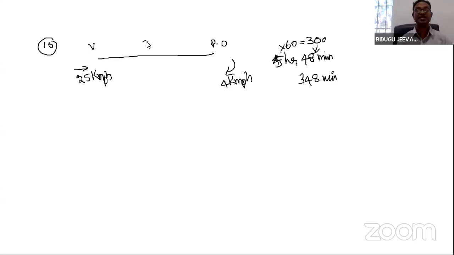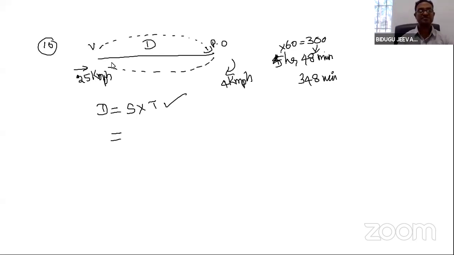Now I need to calculate the distance. Simple. Distance is equal to speed into time. This is the simple concept. Whatever you want: speed, distance by time; time, distance by speed. Now what is the speed we need to take? What is the story here? A man is traveling from village to post office and coming back to the original place. The distance is the same with different speeds, so you need to take average speed.